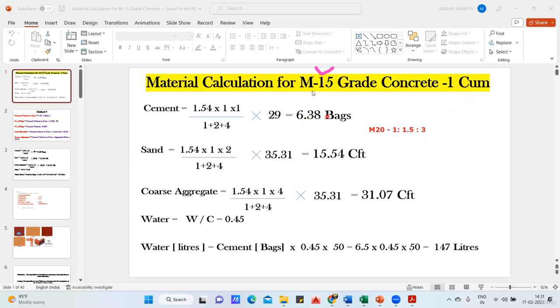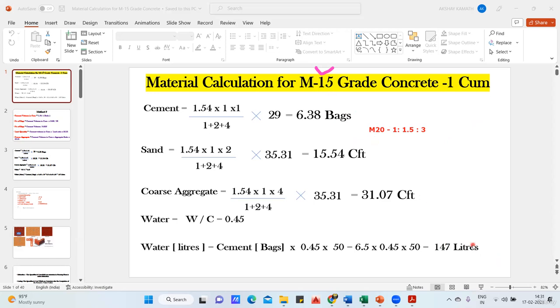So always remember, if I want to prepare M15 grade of concrete for 1 cubic meter, I require almost 6.5, you can remember 7 bags of cement, almost 16 CFT of sand, and 31 CFT of coarse aggregate, and water roughly 150 liters. Now if somebody tells you M15 is there and I have 50 cubic meters, just multiply the answer. For 1 cubic meter you know the value, so for 50, you just multiply everything by 50 and you'll get the final answer.